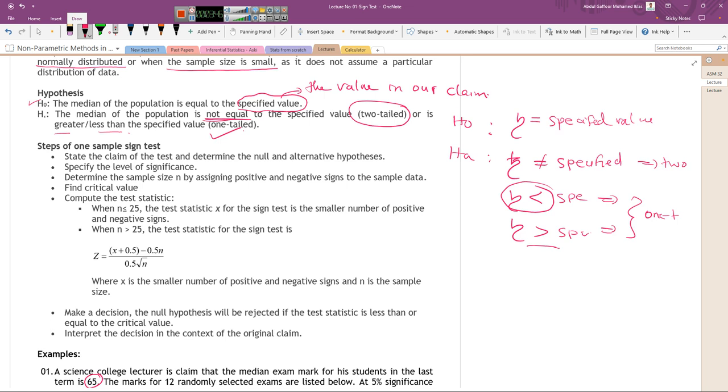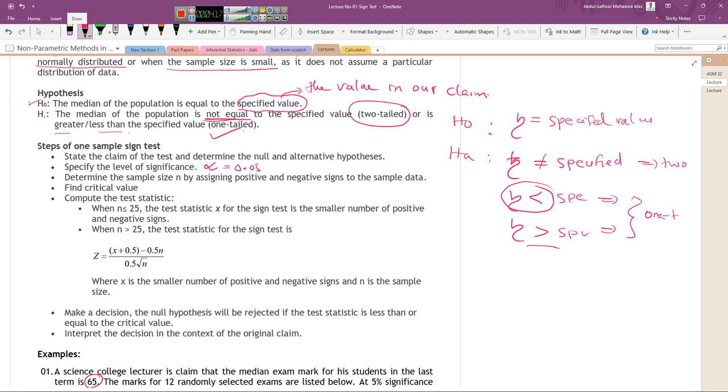Now these are the steps that we have to follow in order to perform the one sample sign test. First we state the claim of this test and determine the null hypothesis and alternative hypothesis. After that we specify the level of significance alpha, which typically we take as 0.05. Then determine the sample size n by assigning positive and negative signs to the sample data.